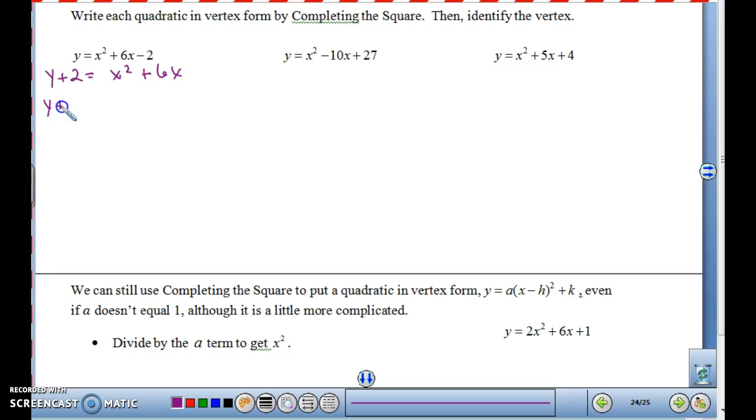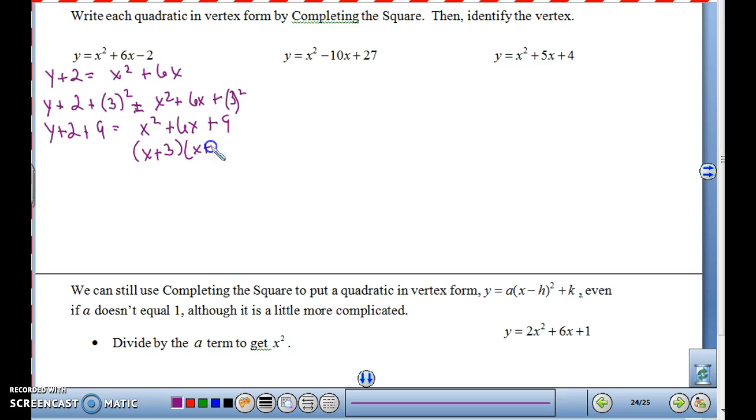I'm going to write it here first so I know where those values came from, because I want to point something out. Oops, 3 squared. I want to put that there. Okay, so this works out to y plus 2 plus 9 equals x squared plus 6x plus 9. All right, now when I factor x squared plus 6x plus 9, it should be x plus 3 times x plus 3.